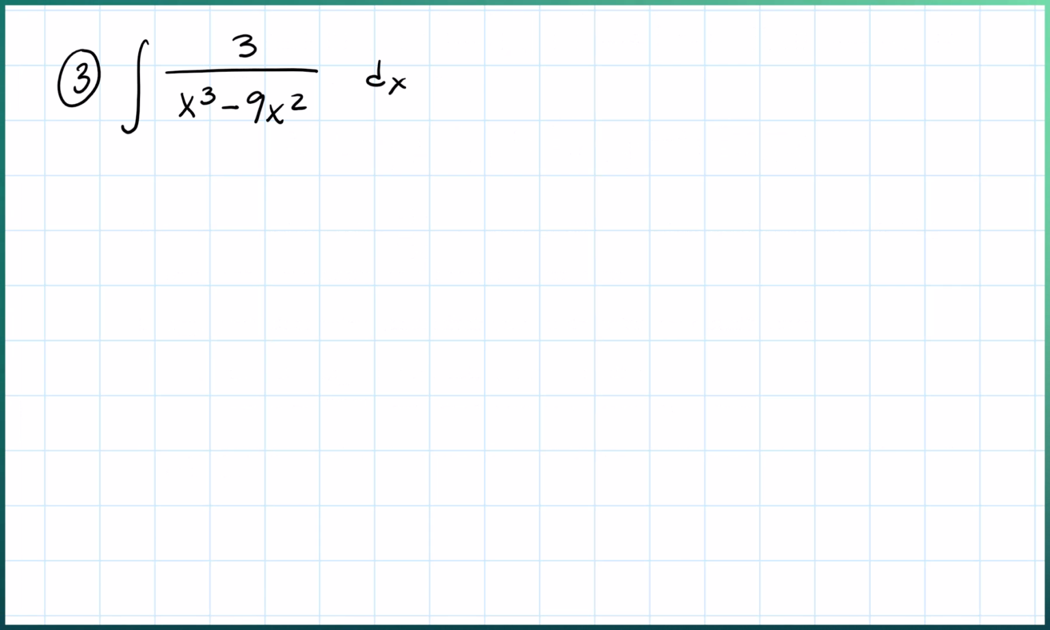So we take a look at this first rational function. It is in proper form. We have just a constant in the top and degree 3 in the denominator, so we're definitely in proper form, but we're not factored yet. So let's get the denominator factored and see what we end up with.